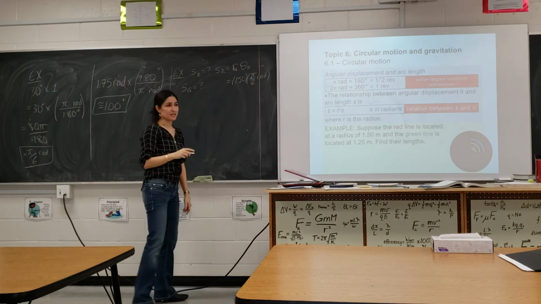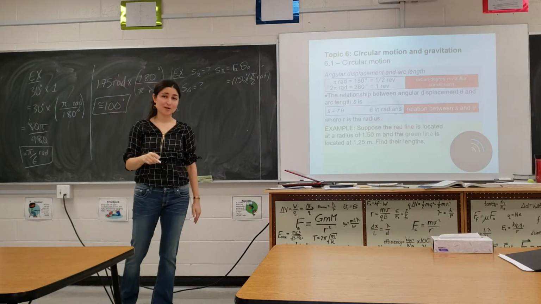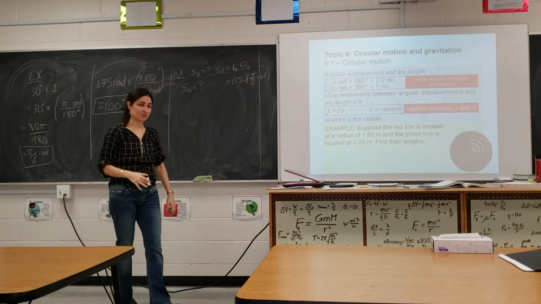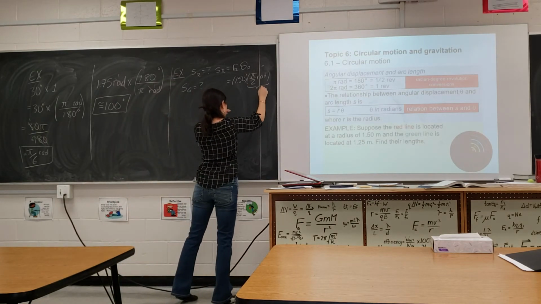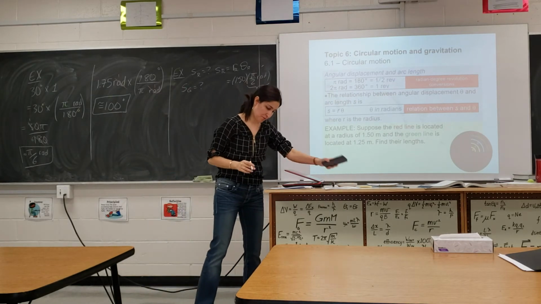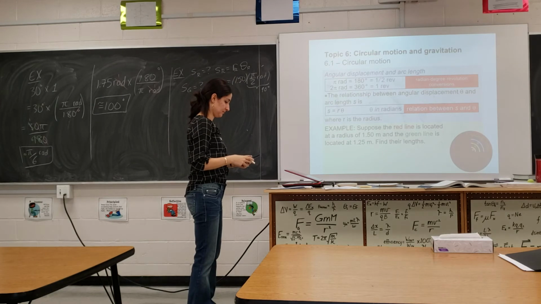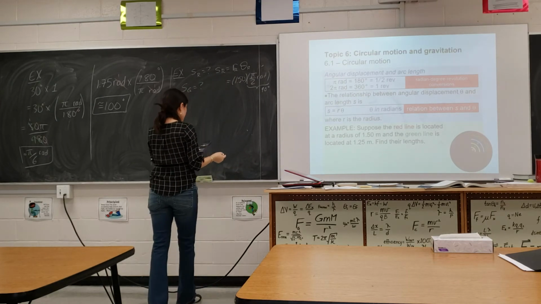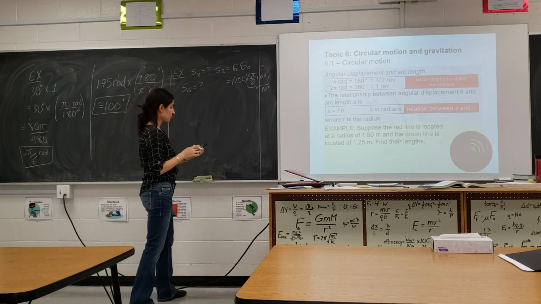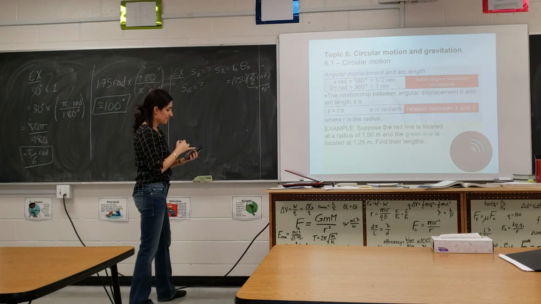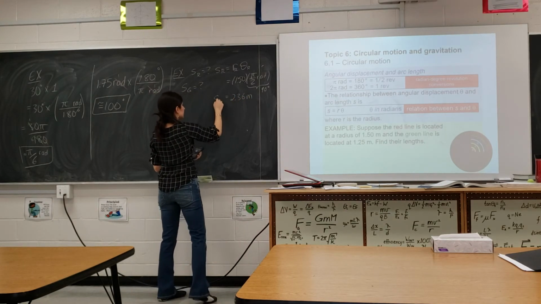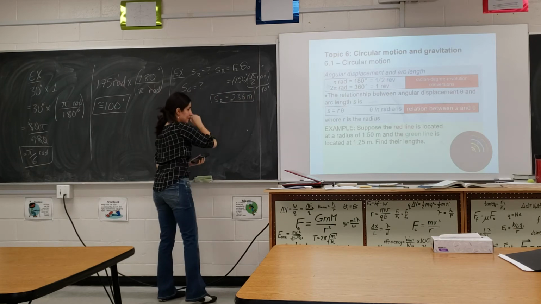Now I know I'm jumping the gun a little bit here, but I hope you remember from MHF4U, from MCV4U, that's 90 degrees. So 1.5 times pi over 2 gives us 2.356 meters. Let's put 3 sig figs, so that would be 2.36 meters. So that's the arc length for red.